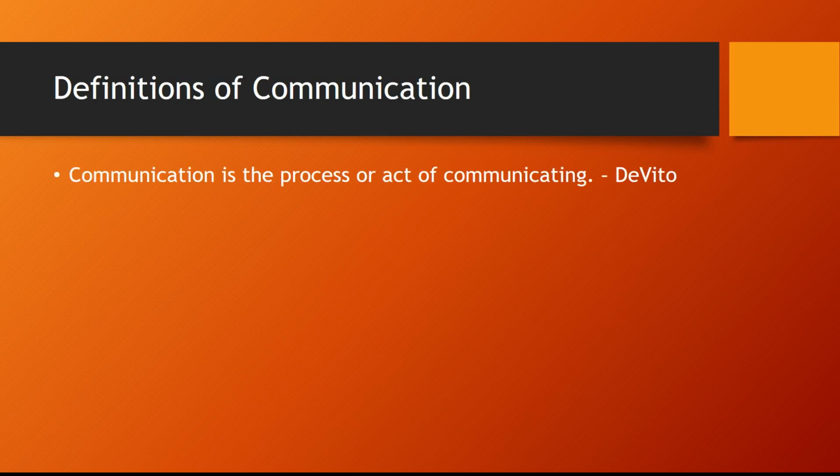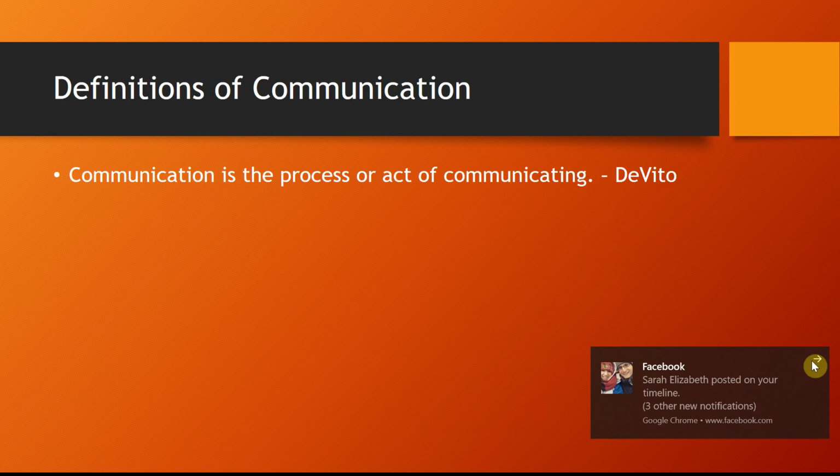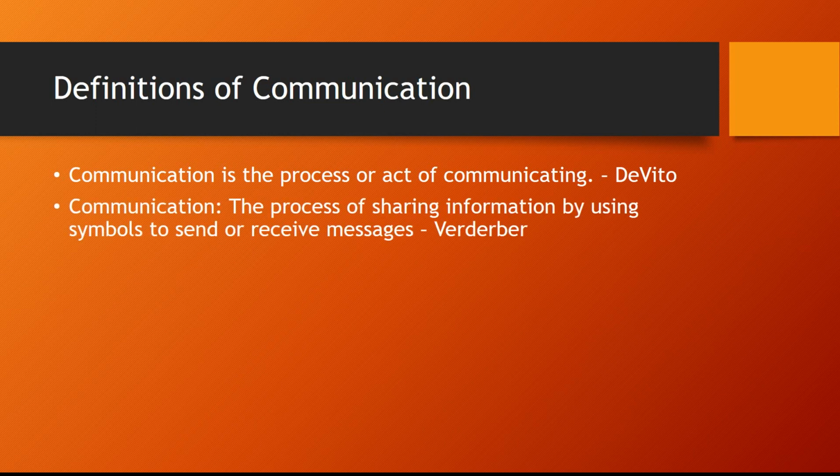So first, a communication scholar by the name of DeVito defined communication as the process or act of communicating. As you can see here, this has the word communicating in the definition of communication. So that's kind of a weakness of this definition, but we do have this idea that it's a process or an act. It's not singular. It happens continuously.